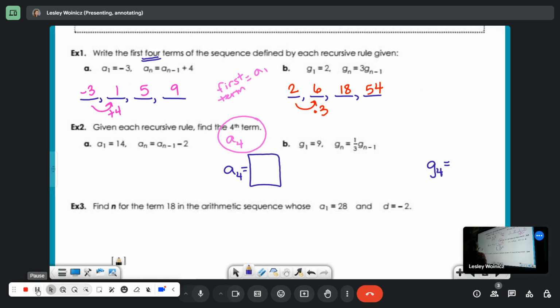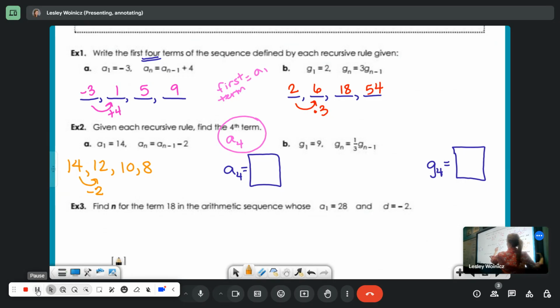My answer box. Okay. What is the first term in this rule? 14. What's my next one? How did you get that? Subtract 2. Good. What's next? Okay. 8. Now, does it say that it wants all 4 as my answer? No. Which one does it want? The 8.